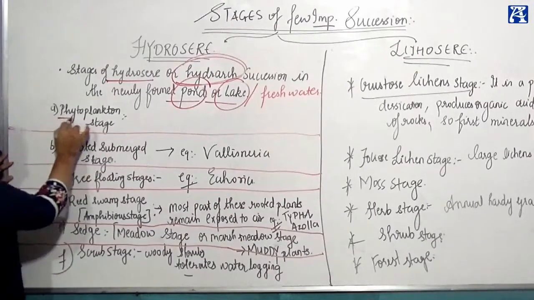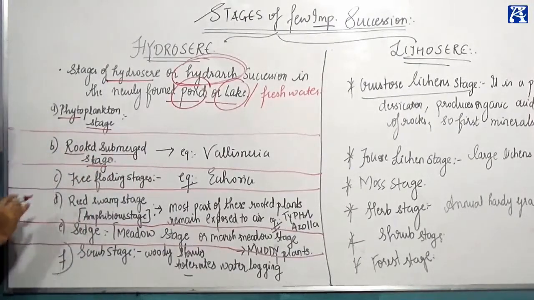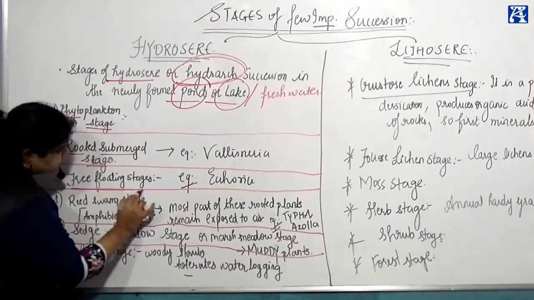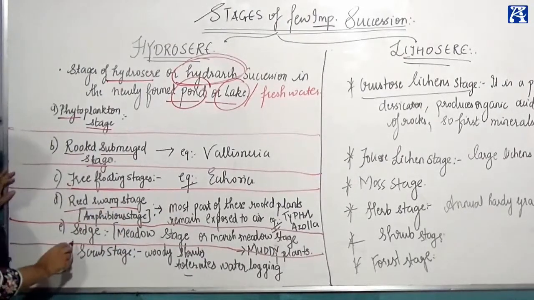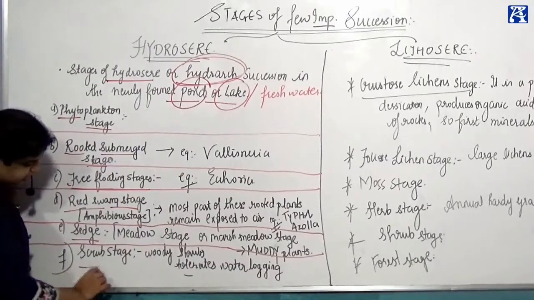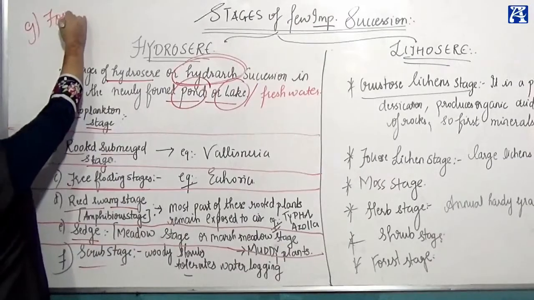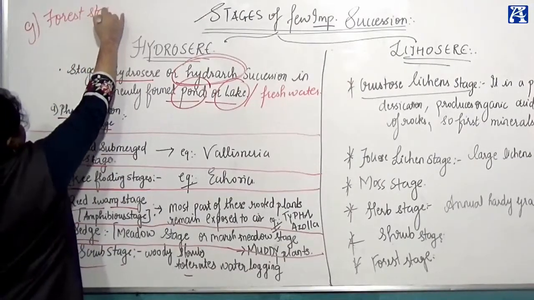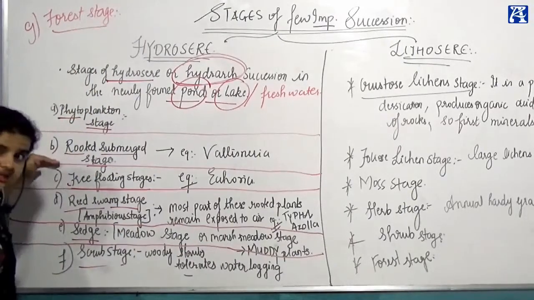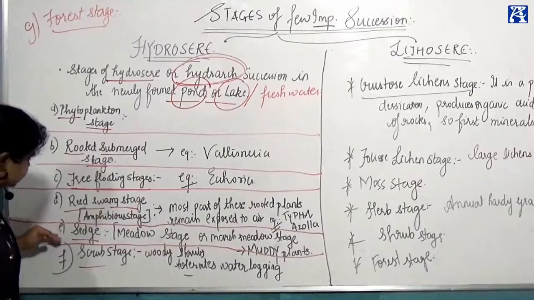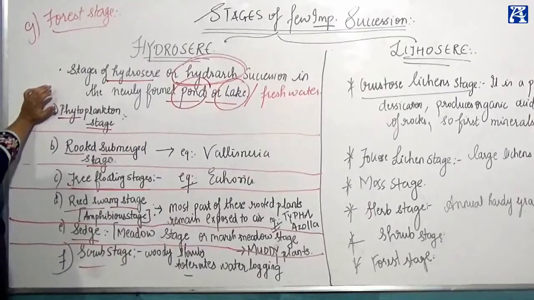This includes the phytoplankton stage. Second stage is the rooted submerged stage. Third is the free floating stage. Fourth one is the reed swamp stage, and the next one is sedge, next one is the shrub stage, and then comes the last one, that is the forest stage. Please don't forget, it goes on like this: first stage, second stage, third stage, fourth stage, fifth, sixth, and seventh.